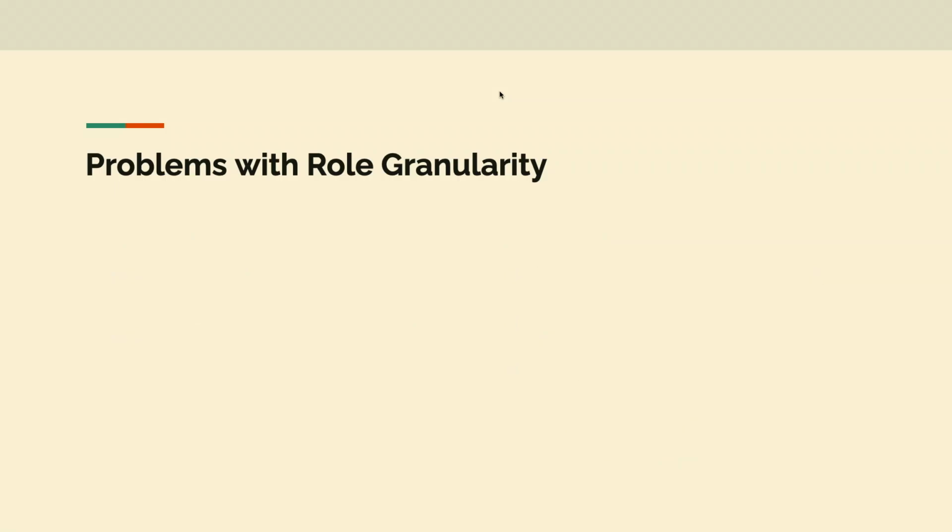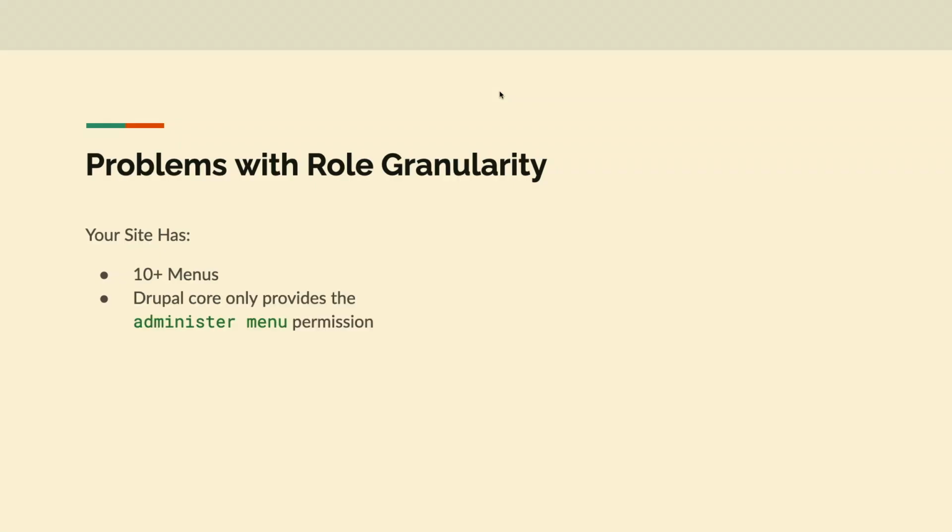Another example illustrating the same principle, imagine your site has 10 menus. 10 menus, not actually a lot of menus. Your sites probably have more than 10 menus. Drupal core only provides the administer menu permission, which gives people way too many permissions on their menu. There's just one menu permission, and it's very large.